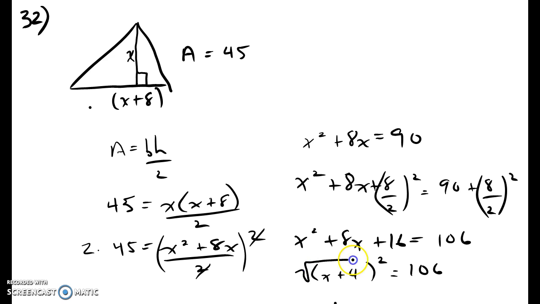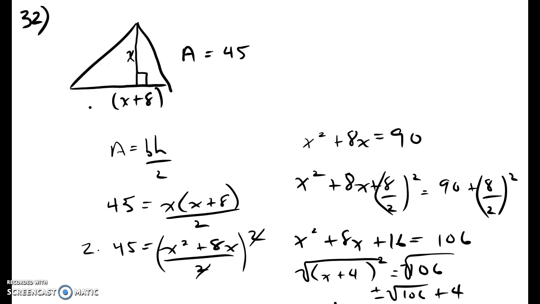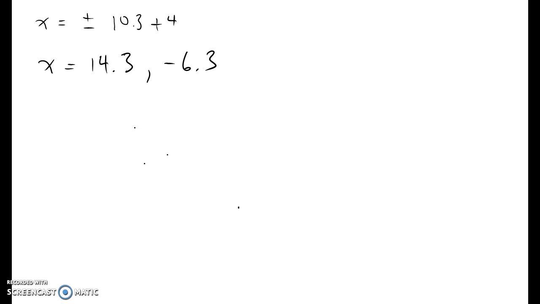We wind up with x equals plus or minus the square root of 106, minus 4. I remember this from last year, because you get 2 values for x: one is 14.3, and one is negative 6.3. The answer in the book is 6.3. I think the answer in the book is incorrect because you can't have a negative length, and the height of the triangle is supposed to be x. So it shouldn't be 6.3, it should be 14.3. So hopefully that won't throw you.